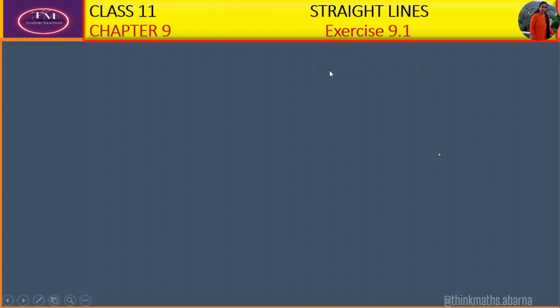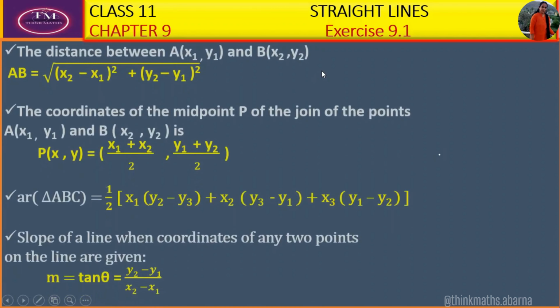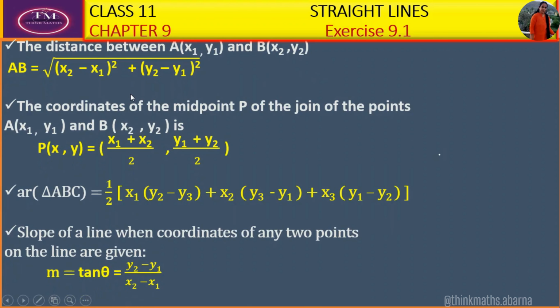The formulas involved in this exercise are, first, the distance between 2 points, that is square root of (x2 minus x1) the whole square plus (y2 minus y1) the whole square. If they give 2 points A and B, we can find the distance between A and B using this formula. This formula we have learned in class 10 coordinate geometry. We have also learned the midpoint formula.